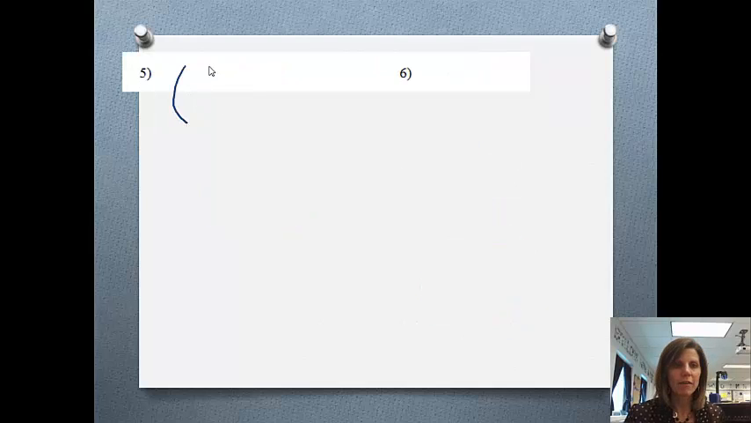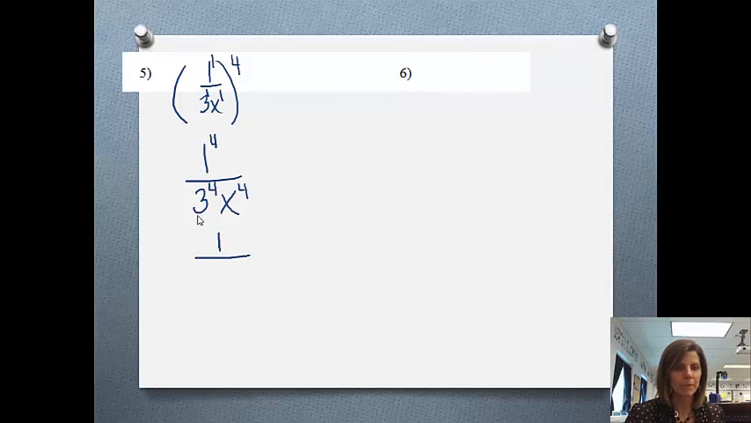Okay, let's try problem 5. Let's do 1 over 3x raised to the 4th power. On this one, all 3 parts do not have a power, so I'll put 1s on each of them. So I'll get 1 to the 1 times 4 is 4, 3 to the 1 times 4 is 4, and x to the 1 times 4 is also 4. And then just simplifying this, 1 to the 4th power means 1 times 1 times 1 times 1, which is 1. 3 to the 4th power will be 81, and then x to the 4, and we got it.